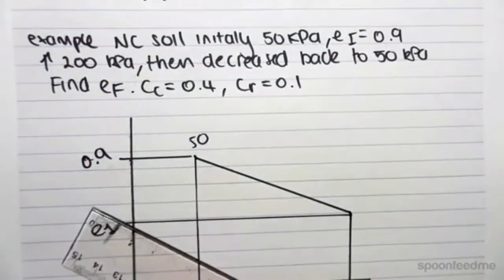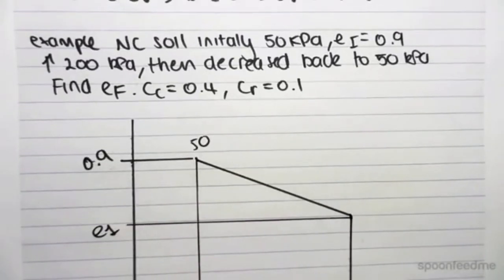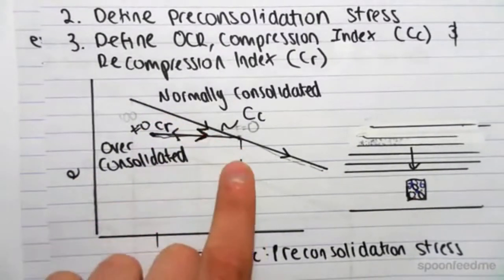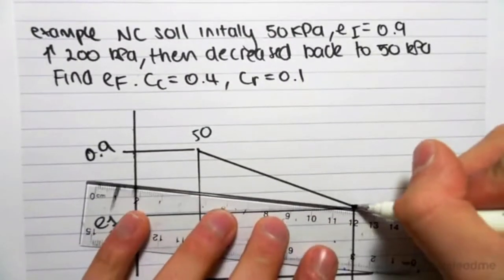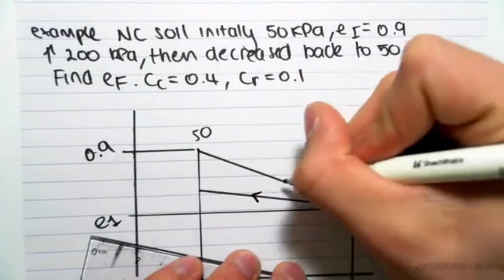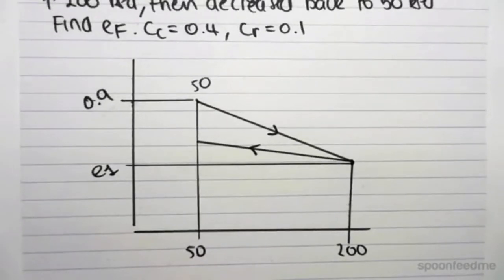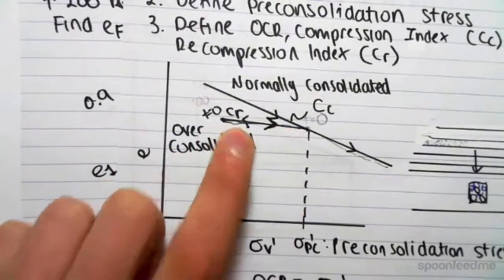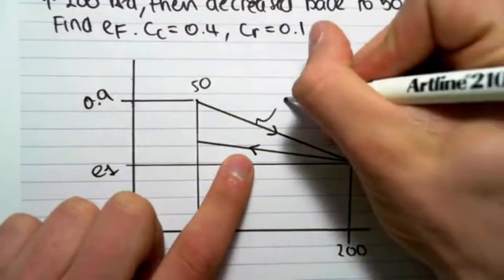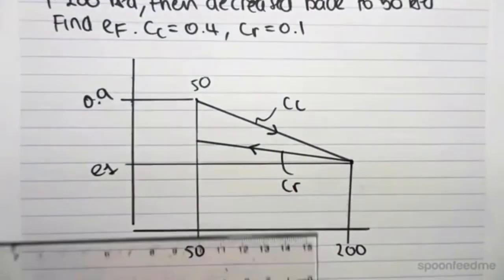And then it said we're going to go back to 50. Now once again, we know that we can only go down the normally consolidated line, we can never go up it, so it means that we're going to be going up the over-consolidated line. So we're going to be drawing a line with a different gradient, going up here like that. So this is our path, and that would be the pre-consolidation stress down there at 200 kPa. This segment of the graph is once again taken from here back up. So this is CC and this is CR, and our aim is to find E2.